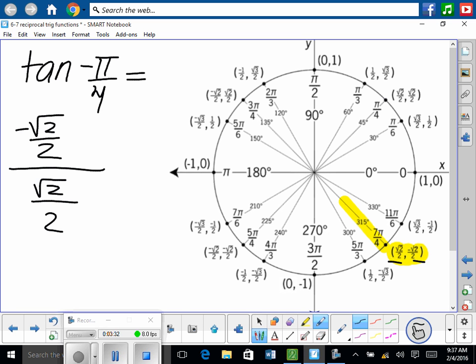2. Dividing fractions is easy as pie. Flip the second fraction and multiply. So I'm going to multiply by flipping the second one, 2 over the square root of 2. Now let's see what happens here. What's the square root of 2 divided by the square root of 2?